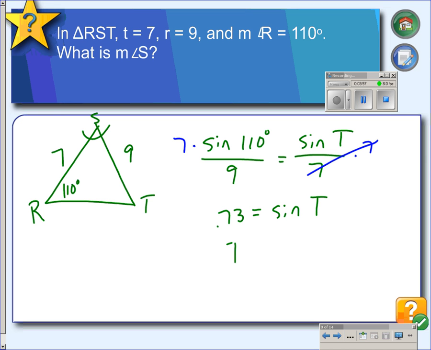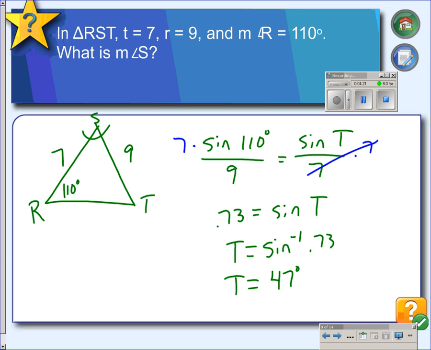So solving for T, we would do an inverse sine. So the inverse sine of 0.73 is 46.96. So we could round that and say angle T is approximately 47 degrees.